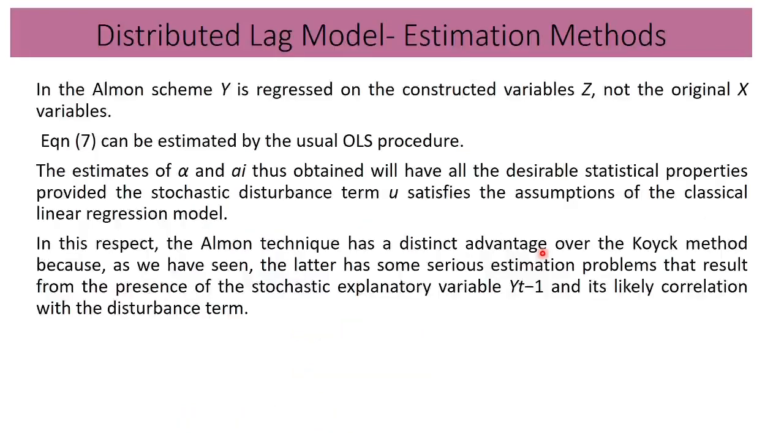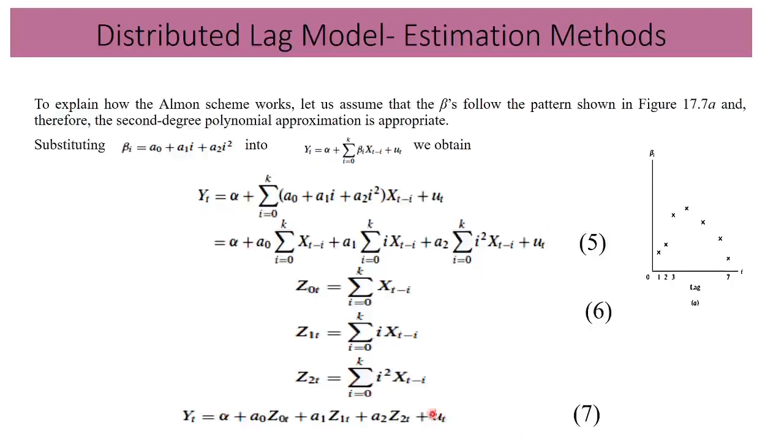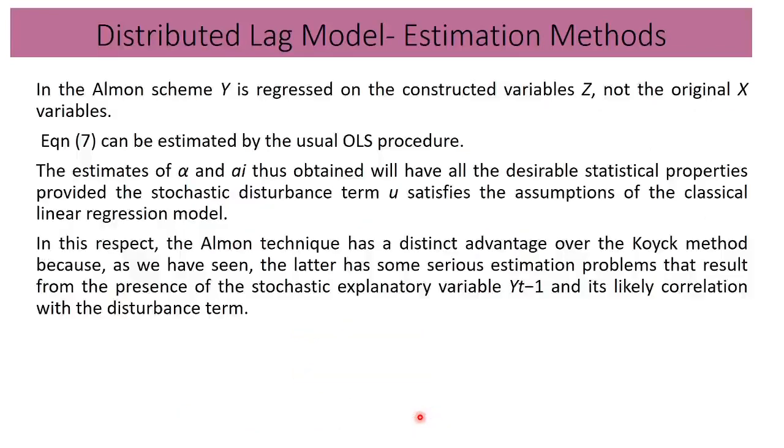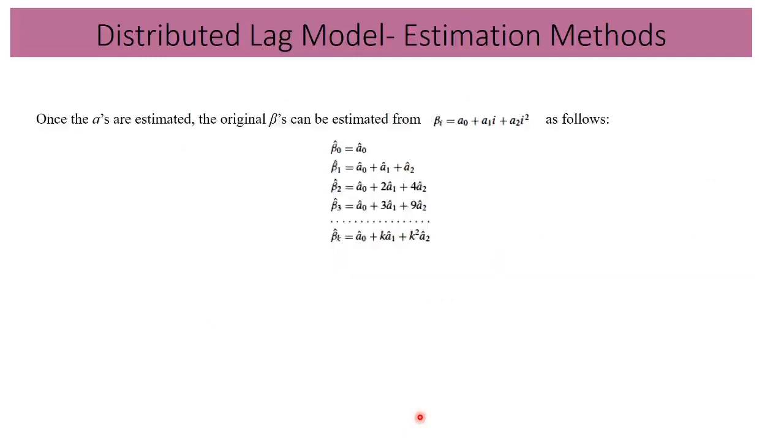That is, in Almon's scheme, y is regressed on the constructed variable set, not on the original x variable. Here we are regressing yt on the constructed variables, so this equation can be estimated using the OLS procedure. The estimates of alpha and ai thus obtained will have the desired statistical properties, provided the stochastic disturbance term satisfies the assumptions of the classical linear regression model. Here there will be no correlation between the yt minus 1 and the disturbance term, which is one of the important problems of the other model.